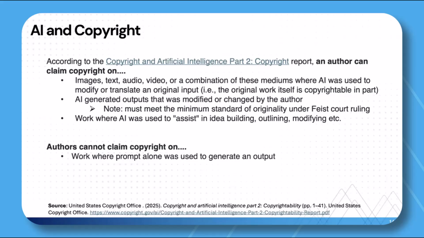Authors can also claim copyright on AI-generated outputs that were modified or changed by the author. So if we use images again as an example, if I prompt DALL-E to create an image of a beautiful landscape with a hot air balloon in the background, and I take that image and modify it myself, this is considered copyrightable because I personally changed that output. Something to note, though, is that it must meet the minimum standard of originality under the Feist court ruling.